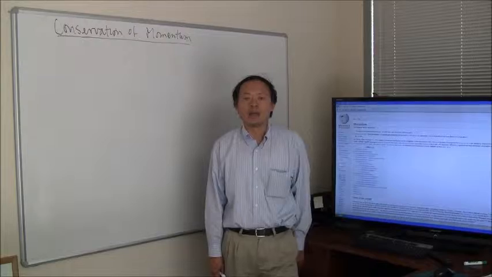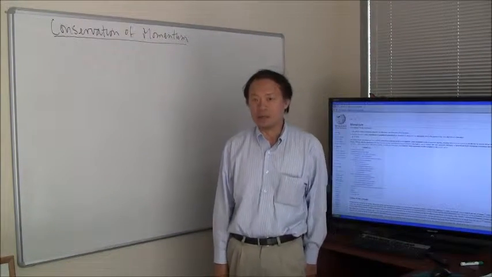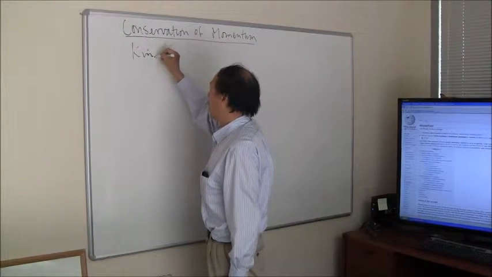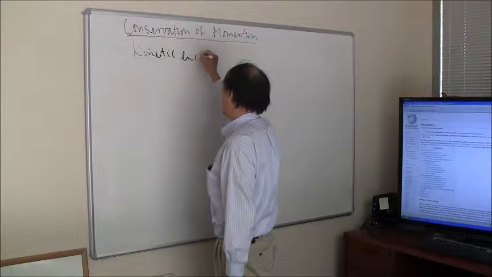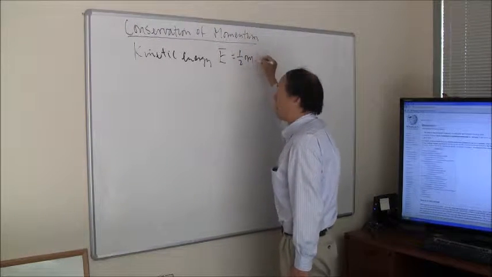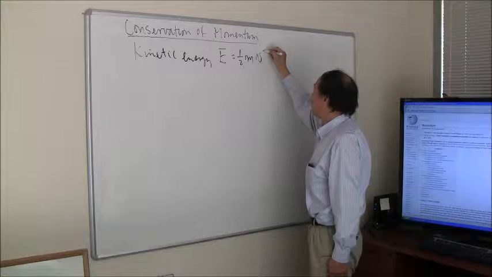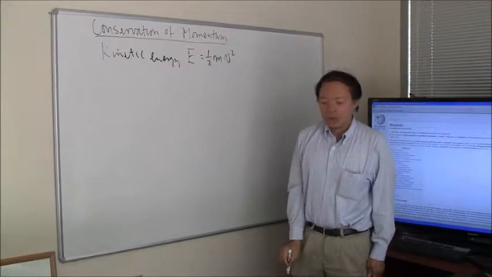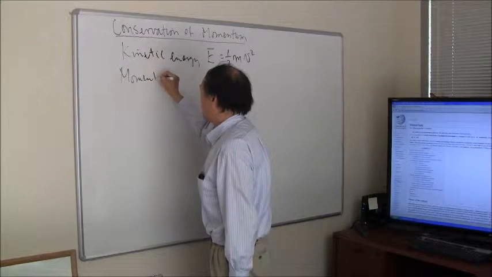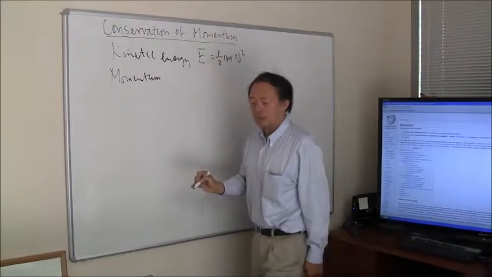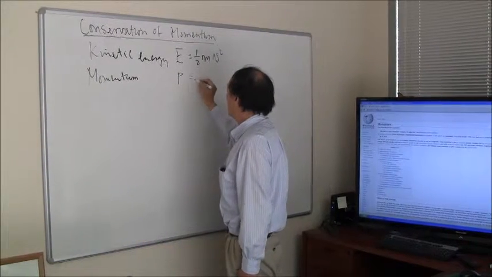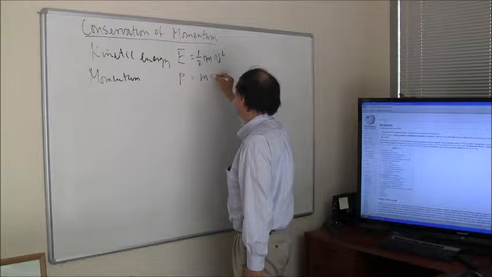Today we are going to look at the conservation of momentum. Last time we defined kinetic energy as E equal to 1/2 m, the mass, times the square of the velocity. Today we're going to look at momentum, and momentum is defined as p equal to m times v.